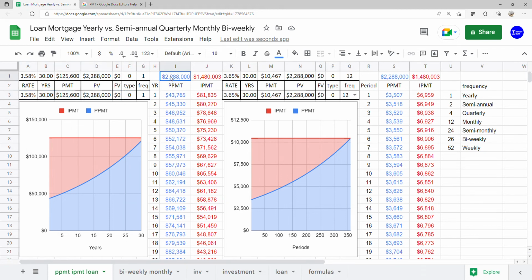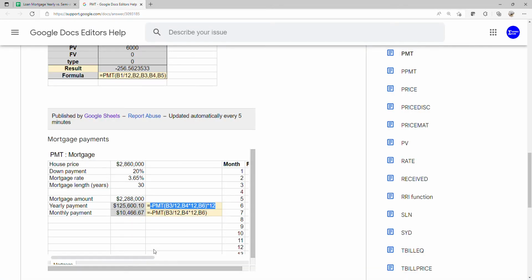The total principal payments, PPMT, is same as the present value. Likewise, in this case, the total principal payment is also the same as the PPMT here. The total interest payment should be the same. Now, let's verify the answer here.